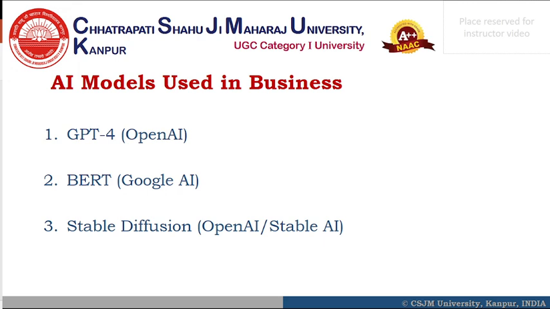GPT-4 is best for text generation, summarization, chatbots, and automation, and it can be used for customer support, content creation, and document analysis. For example, a company like Shopify fine-tunes GPT-4 to handle customer support chatbots, helping customers without human agents.